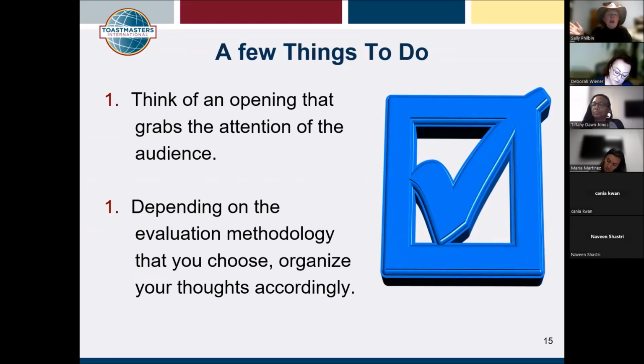That's a thought. Then depending on the evaluation methodology you use, you organize your thoughts accordingly. And I covered that just a little bit already. But that's one thing. And what Maria said about having her paper already divided up so that as she made notes, she placed those notes in the section on her piece of paper where she wanted it to fall for her evaluation and for her feedback to make it most effective and most impactful. That was an excellent tip, and it's one that I use as well.